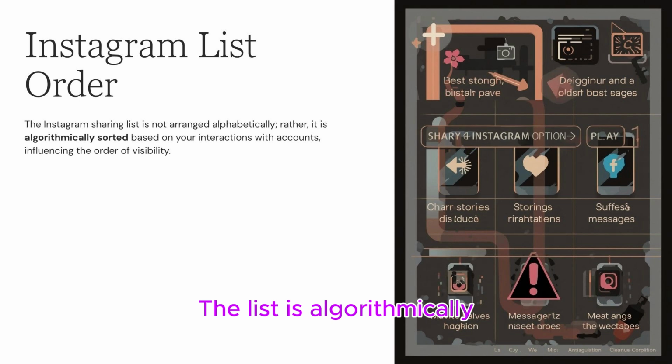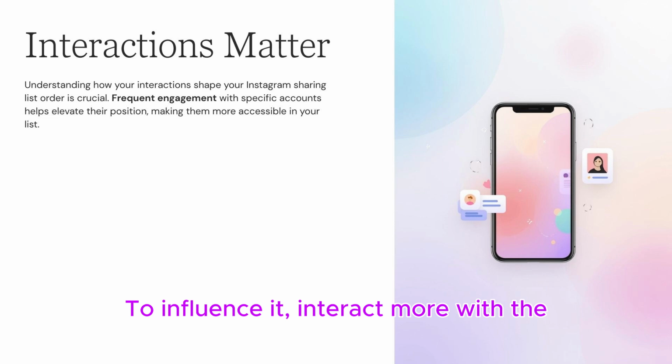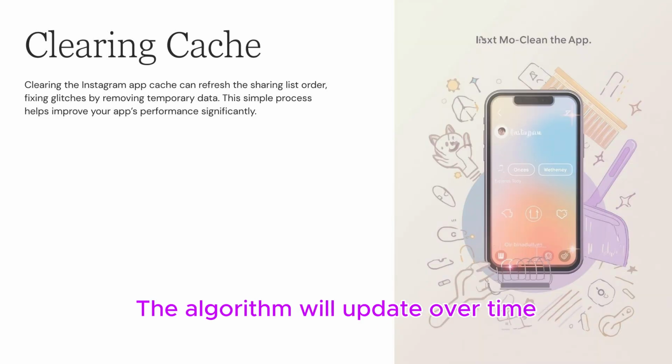The list is algorithmically sorted by your most frequent interactions, not alphabetically. To influence it, interact more with the accounts you want at the top. Like their posts, comment, send direct messages, and view their stories regularly. The algorithm will update over time.